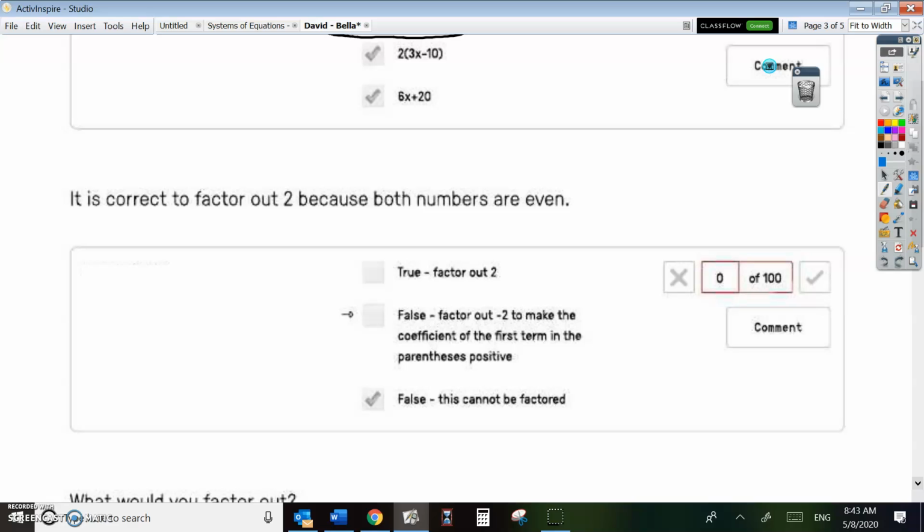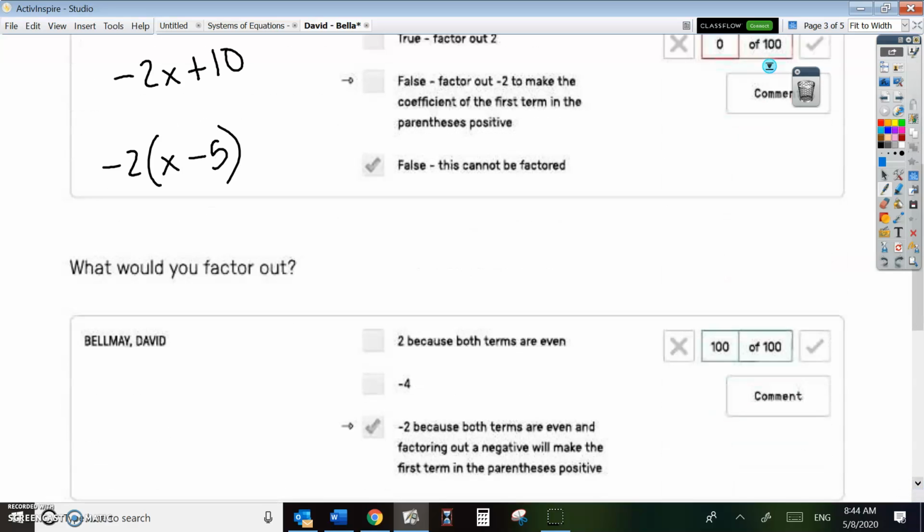This actually doesn't show up, which is really strange. It must have been something like this, negative 2x plus 10. So you would factor out a negative 2 if you can. And I have no idea why there's no response here. I don't know why. I'm sorry about that.